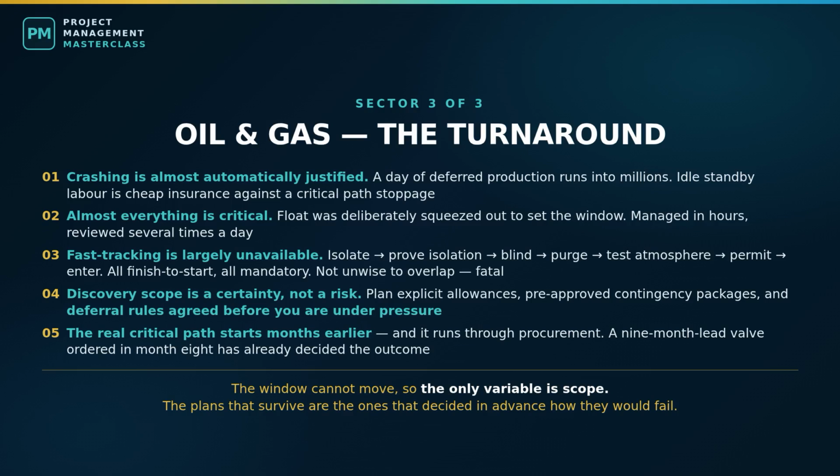And consequence 5, the pre-window critical path. Long lead spares, specialist mobilization, scaffolding, crane availability, regulatory notifications. Many have lead times far longer than the turnaround itself, so the real critical path starts months before the shutdown, and it usually runs through procurement, not execution. A valve with a 9-month lead time ordered in month 8 is not an execution problem. It has already decided the outcome.